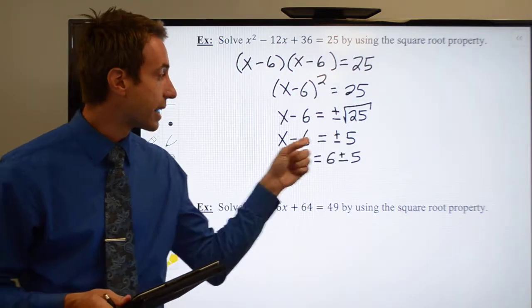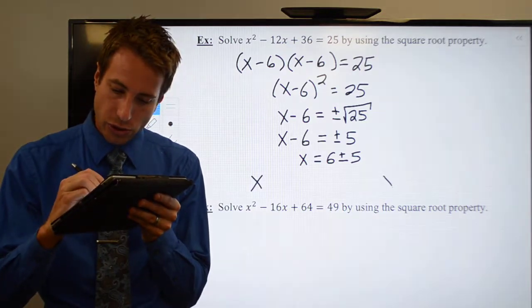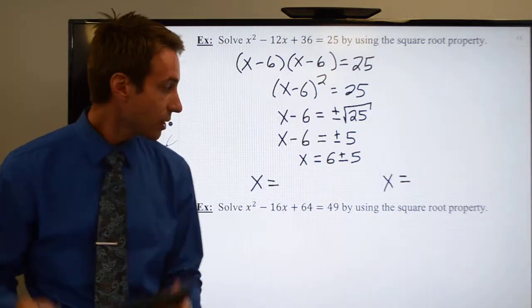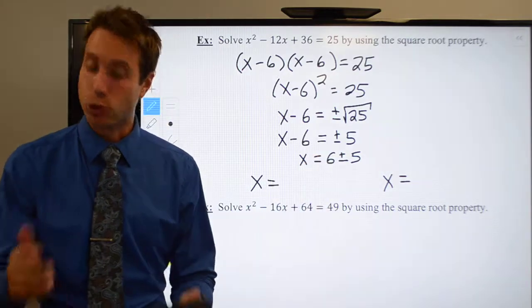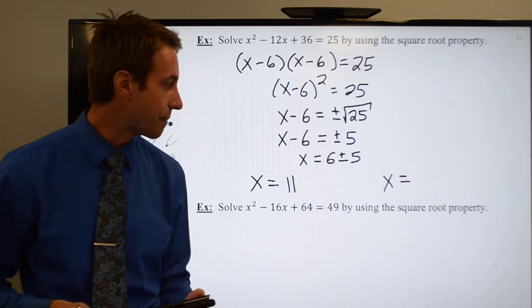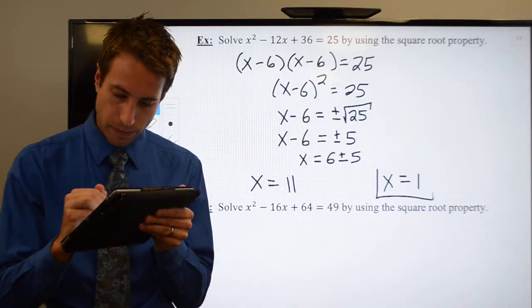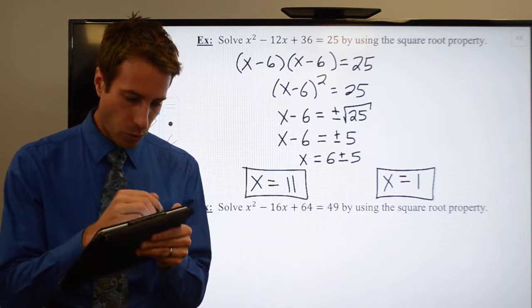Add the 6 to the other side. Right? It's a -6, so I'd have to add it to the other side. And I get my 2 solutions. I have 6 plus 5, which would be 11, and 6 minus 5, which would be 1. I got one more for you here.